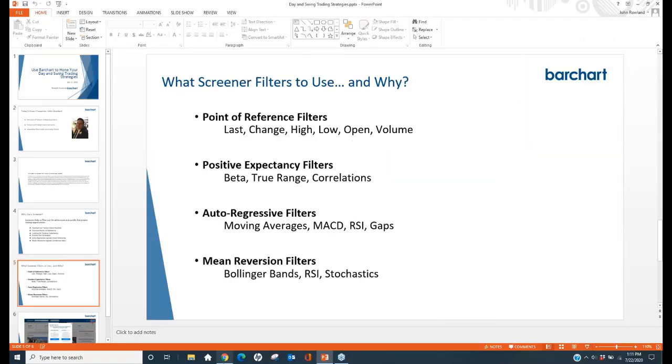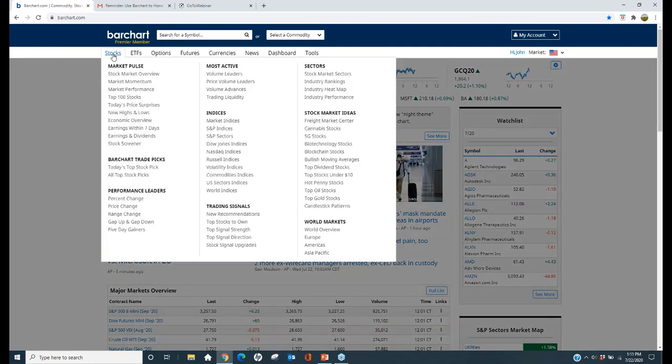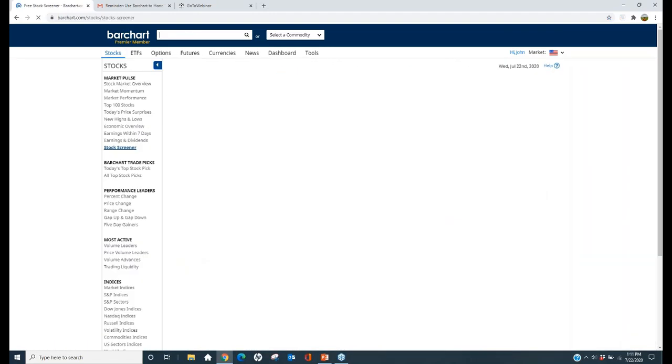So let me share my bar chart. And so here's our main page bar chart. I'm going to go to stocks, and right here under stock screeners, this is going to take us to our stock screener page.